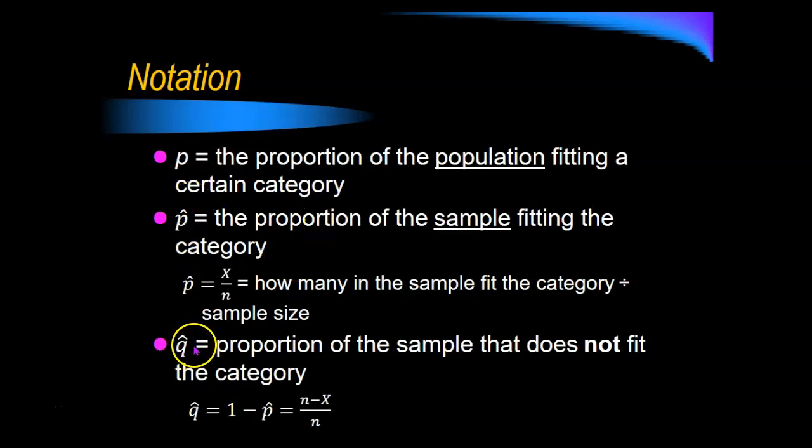Then we use q-hat, the letter q wearing a hat, to stand for the proportion of the sample that does not fit the category. And so that's going to be 1 minus whatever p-hat is.